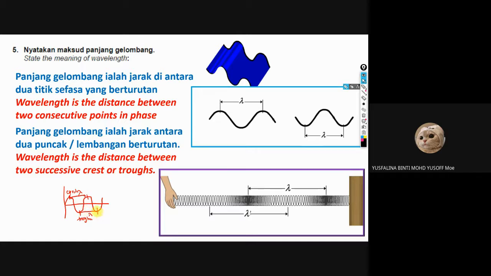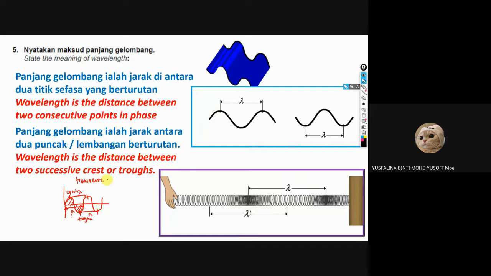Or sometimes you can find two semicircles. Two semicircles also equal lambda. So there are three ways to find wavelength in the graph: the first one from crest to crest, or trough to trough, or another one is two semicircles. Two semicircles equal 1 lambda. This is for transverse wave.